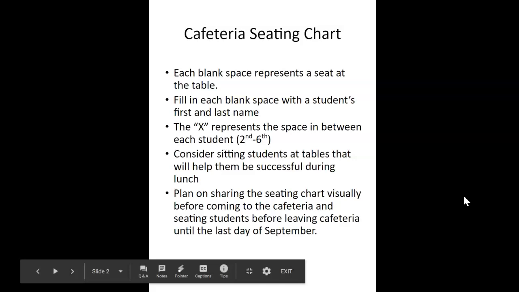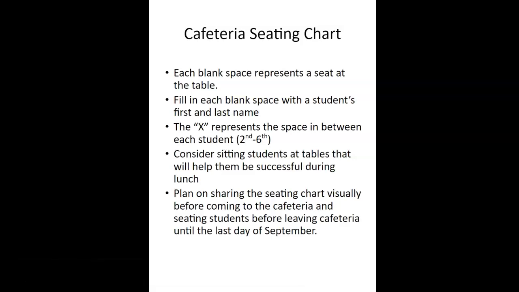On the cafeteria seating chart that you will see on the following slides, we ask that you fill in each blank space to represent a seat at the table. You're going to fill in a name for every blank space. When you fill out the blank spaces, you're going to put their first name and their last name. The X is going to represent the space between each student. They should be seated second through sixth grade with a seat between each student.